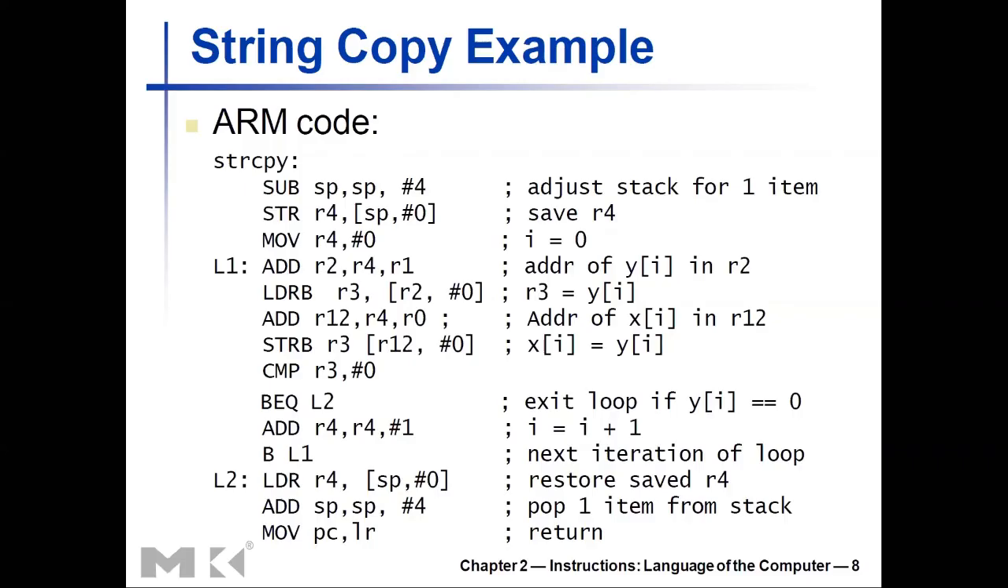And then we are comparing R3 with 0. At this stage, R3 contains what? Now I am here, compare R3 #0. R3 contains what? Yes, yi. So R3 contains yi.